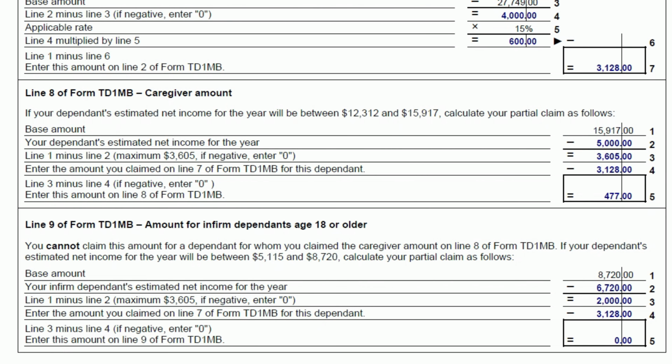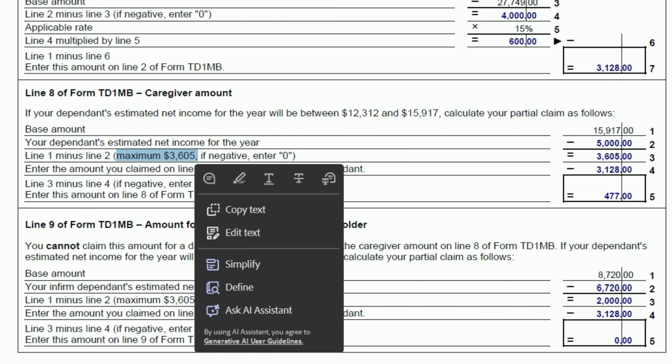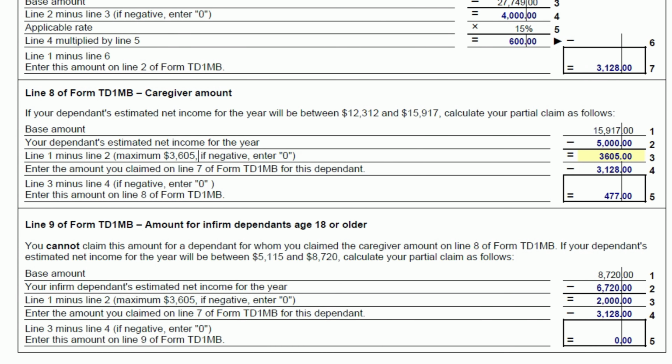This 15,917 is entered as the base amount, and say the dependent has $5,000 of net income, that will get subtracted from this. Even though the total should come somewhere around 10,917, I have entered 3605 because this is the maximum amount you can enter. And if it is negative, in that case, you will enter 0. So right now I am showing 3605, which is the maximum amount which can be entered.